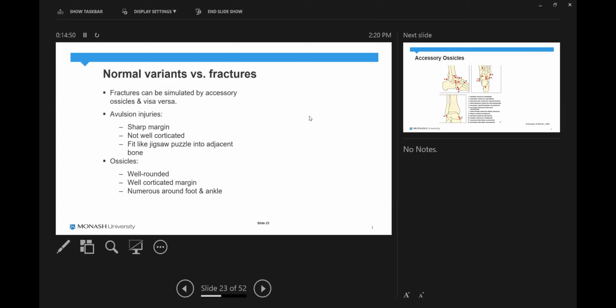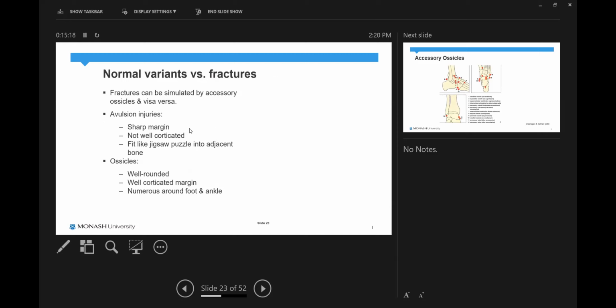Now, it can be quite confusing when it comes to normal variants and whether you are looking at a fracture. So fractures can be simulated by accessory ossicles and also vice versa, where you can think it's an accessory ossicle and then it's actually a true fracture. The main thing is to look at the piece of bone. Avulsion fractures, normally the margins are quite sharp.